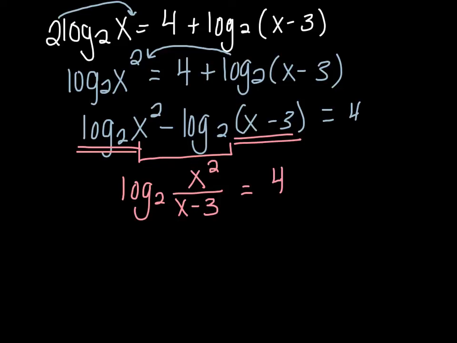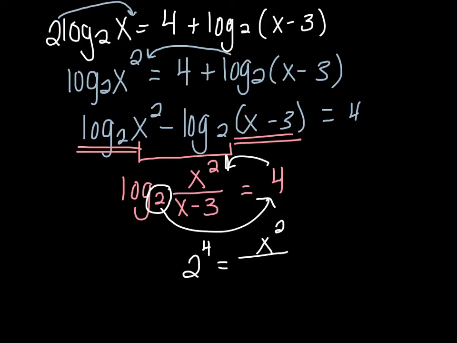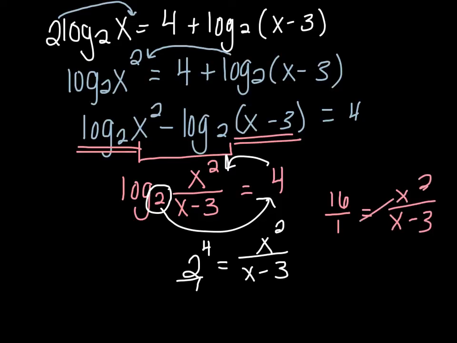So now from here I can go into exponential form because I'm down to one log. So I have the little one raised to the outside. So 2 raised to the 4th power equals x squared over x minus 3. So now at this point I'm going to just get you one step further, and then I'm going to let you finish this. From here I'm going to cross multiply. So what I have is 16 over 1 equals x squared over x minus 3. So if I cross multiply, I get x squared equals 16 times x minus 3. And then you can go ahead and solve from there.